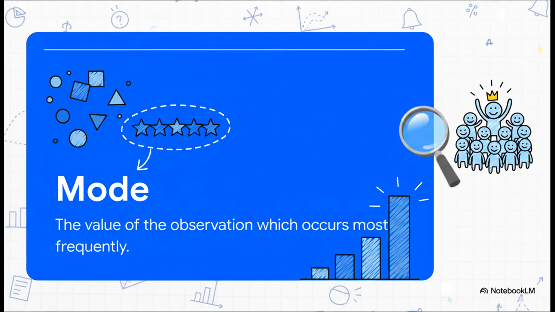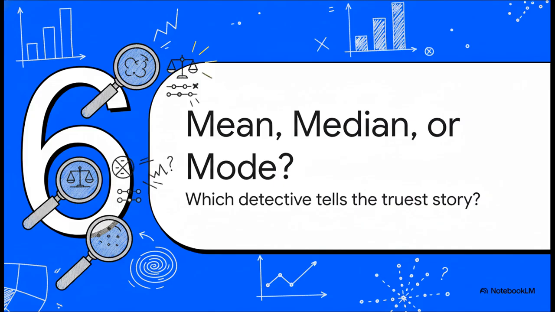And our third suspect is the mode. This one is by far the easiest to spot. The mode is simply the value that shows up most often in your dataset. That's it. It's the most popular kid in the class. So, we have our 3 suspects lined up: mean, median, and mode.